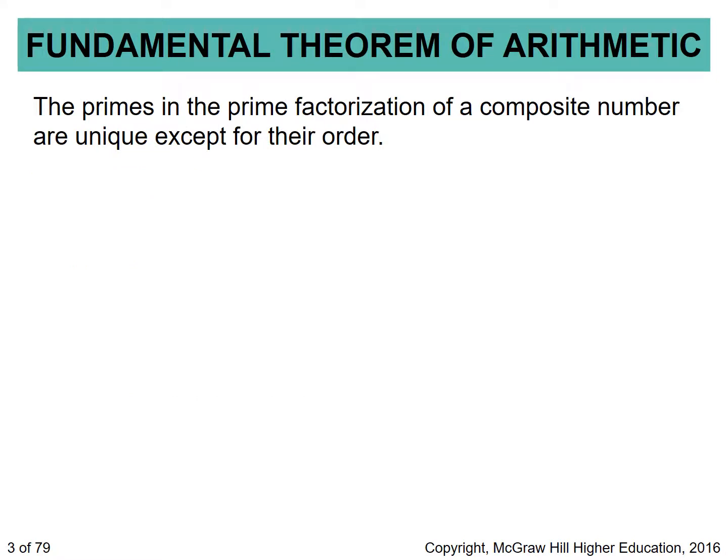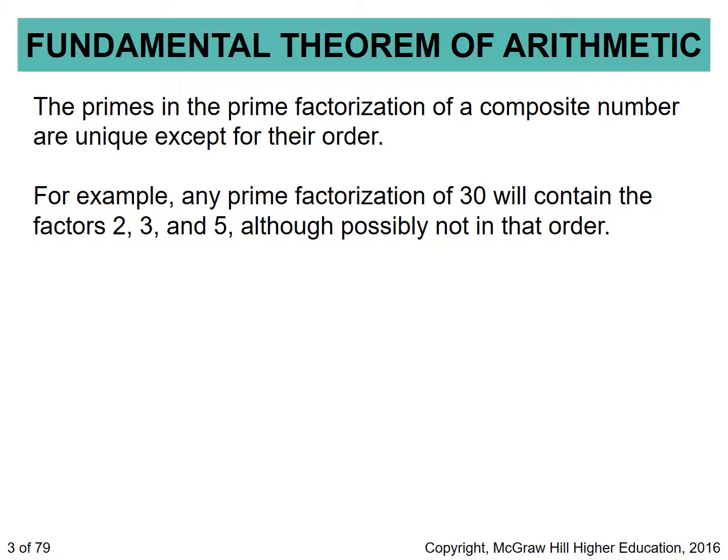Prime factorization is so important in mathematics that it's actually the fundamental theorem of arithmetic. And what it says is that every composite number can be factored into a product of prime numbers that's unique. So you can't get more than one prime factorization. The only thing that might be different is the order in which you write the factors. Okay, so if I factor 30, the prime factorization is going to contain 2, 3, and 5, but not necessarily in that order.